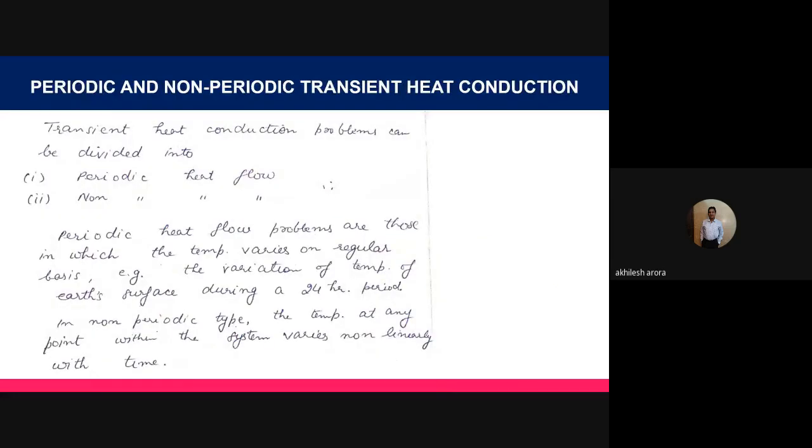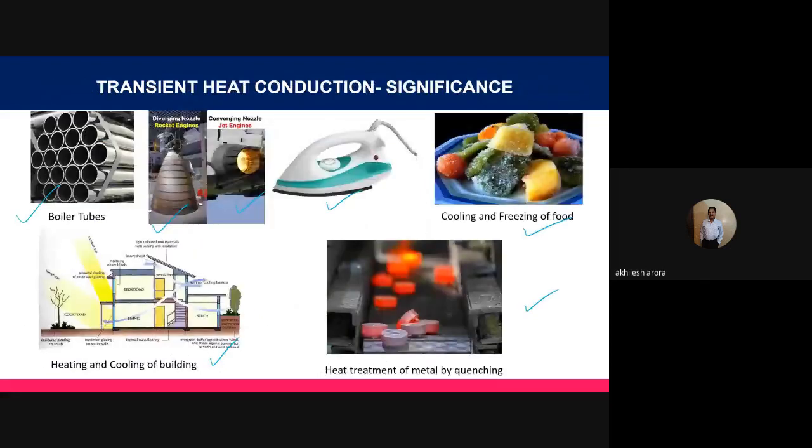Now when we talk about the transient heat conduction problems, these can be divided into two areas. The first one is the periodic heat flow. Periodic heat flow means, for example, if you talk about this particular case, heating and cooling of buildings. During the night period, the building is cooled, and during the day period, the building is heated, and once again during the night period it will be cooled, then in the day period it will be heated. So there is a periodic heating and cooling.